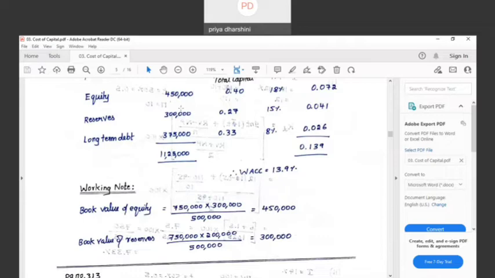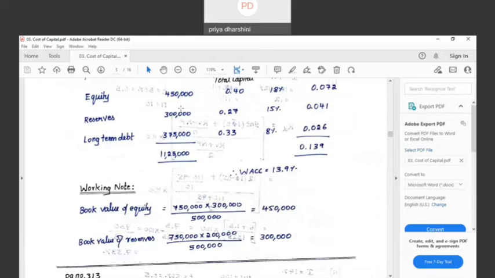7,50,000 is given as market value as one single figure. I am separating it into capital and reserves. Why? Because there are two different costs of capital, one for equity and one for reserves. Hence, I have to separate. I separate it in the ratio of book value. So out of 7,50,000, I find 4,50,000 as equity and remaining 3 lakh as reserve. As regards long-term debt, 3,75,000 of market value is given.